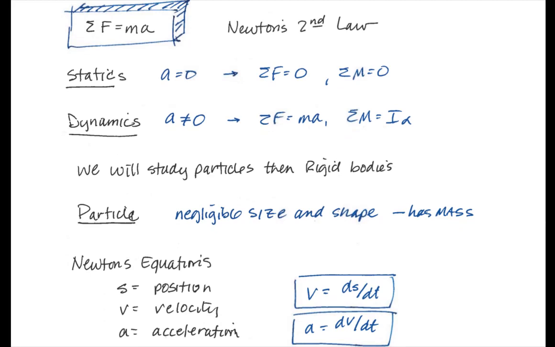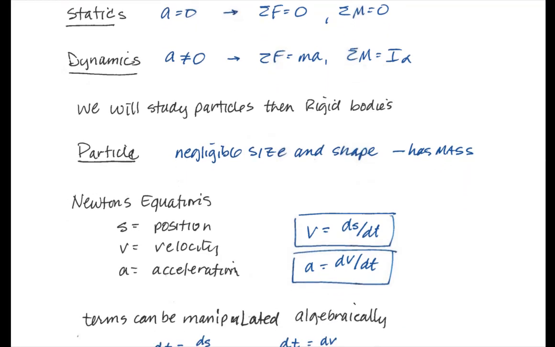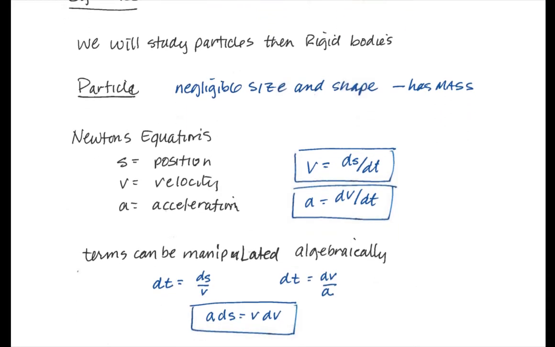Now, Newton defined motion with these two equations. Acceleration is equal to the change in velocity with respect to time, and velocity is equal to the change in position with respect to time. These two equations can be manipulated in a variety of ways, and each one of these terms can be manipulated algebraically. So we have really five terms that can be moved into different positions to solve the problem or the puzzle in a variety of different ways.